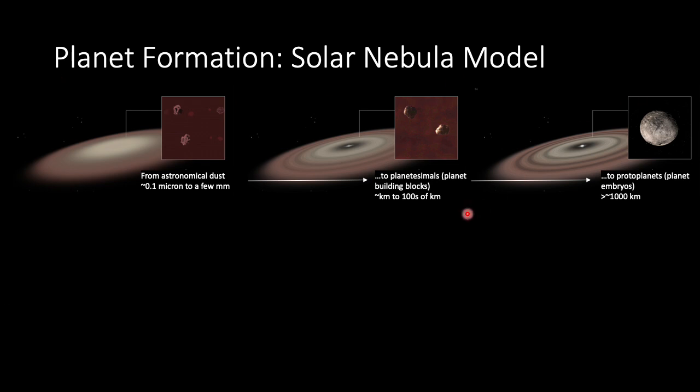So then we move from planetesimals to protoplanets. And these protoplanets can be greater than 1,000 kilometers. And they aren't so rocky looking. They are starting to look more circular. There might even be some planetary differentiation starting to form.